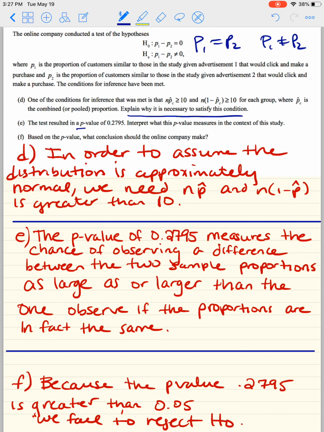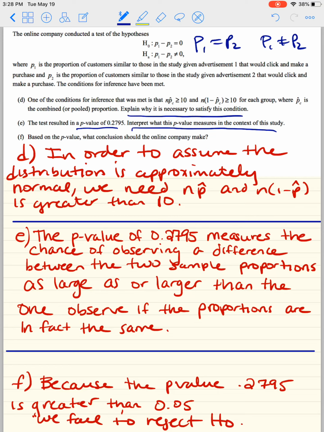The test resulted in a p-value of 0.2795. It says interpret what the p-value means in the context of the study. They're not asking you what conclusion should be made in letter E. They will in letter F. They want to understand what a p-value is. So if you recall, especially my students, p-value is the probability of a test statistic being this extreme or this large or larger, okay? Or this or more extreme.